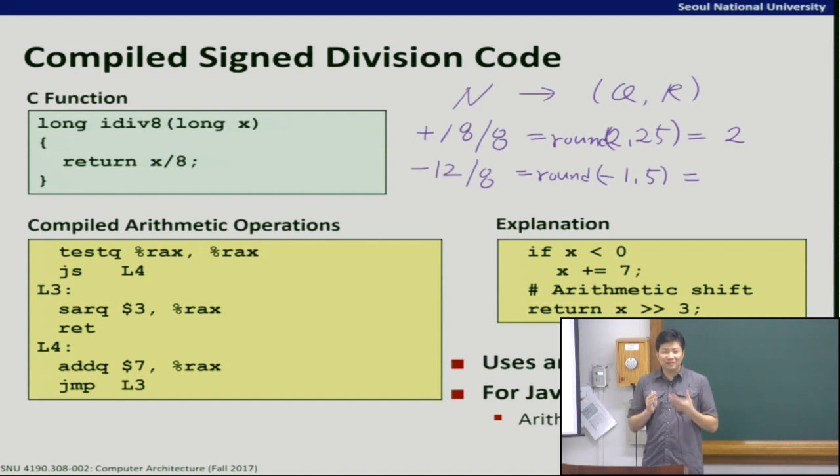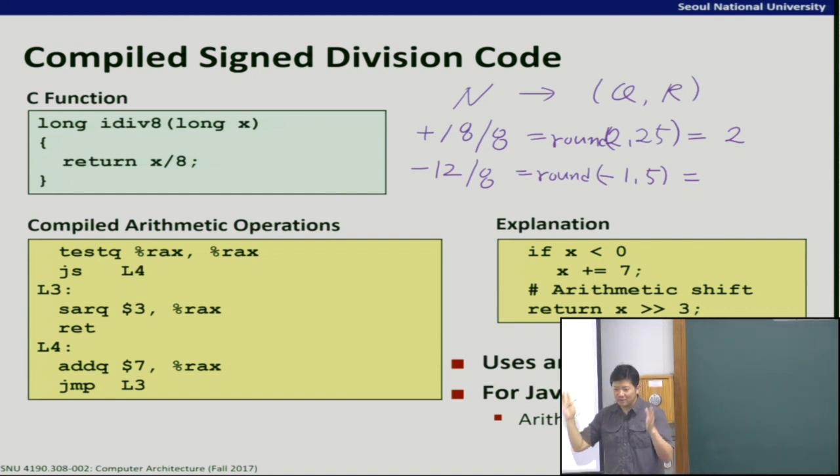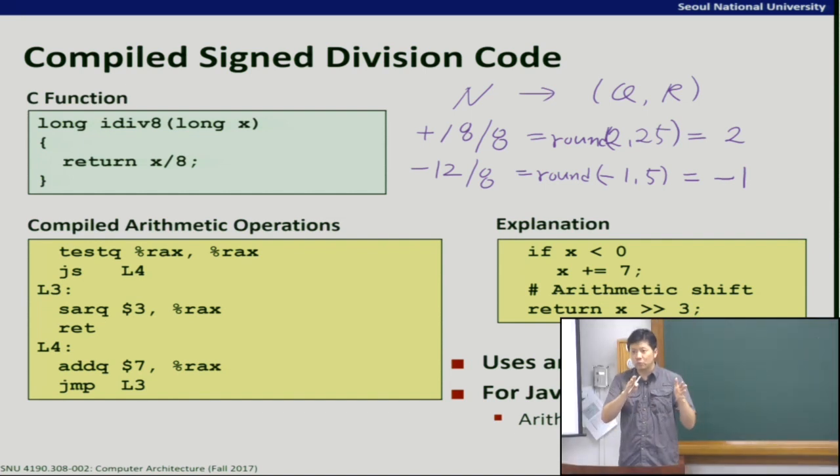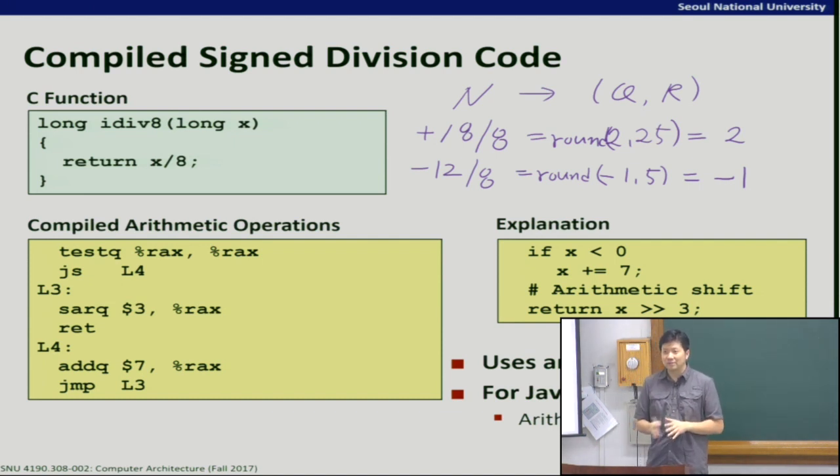Actually, it depends on how we define the division. But in the case of C, the C standard always defines that the quotient should be rounded towards 0. That's the definition in C. So the C language specifies that whenever you have a remainder, some fractional part, you always have to round towards 0, right? That means the correct answer here must be minus 1, right? Because we round towards 0. Of course, as a consequence, we now have a negative remainder, right? In this case R will be minus 4, right?